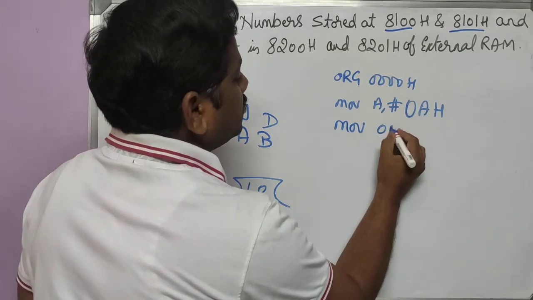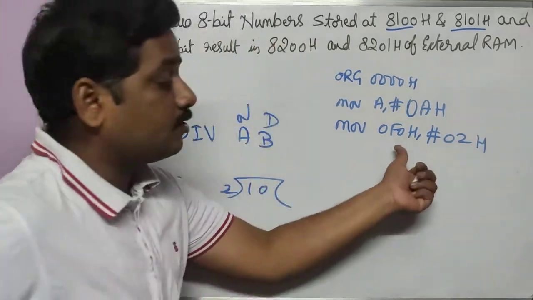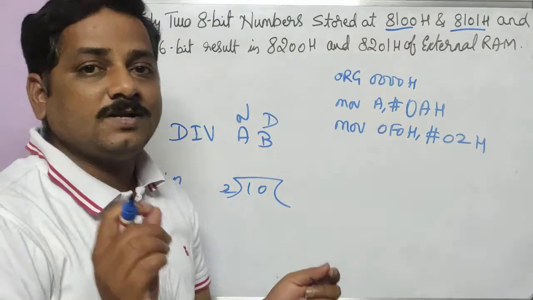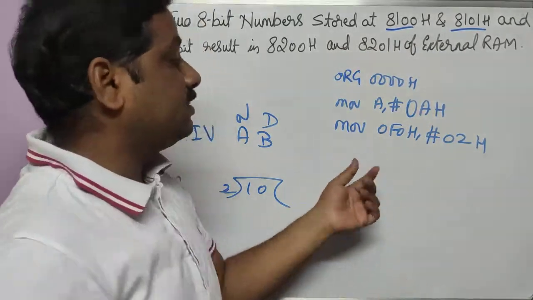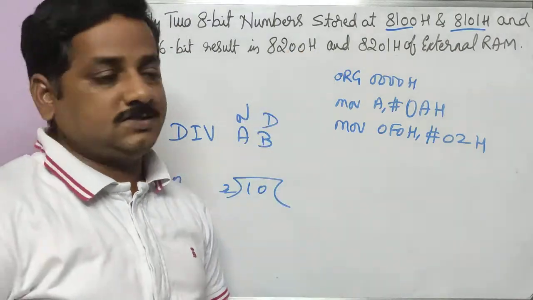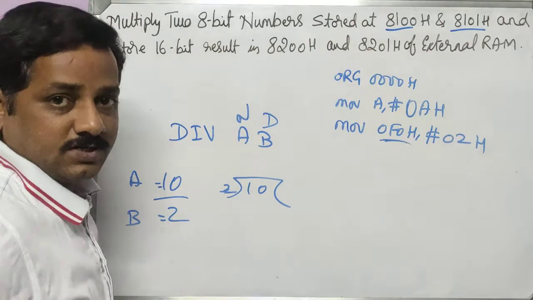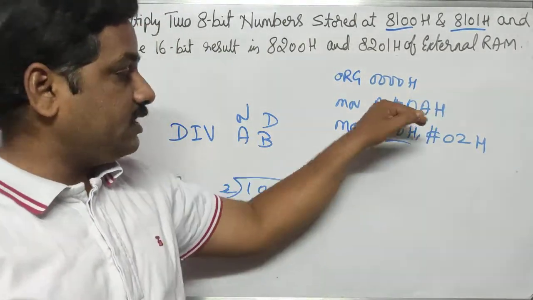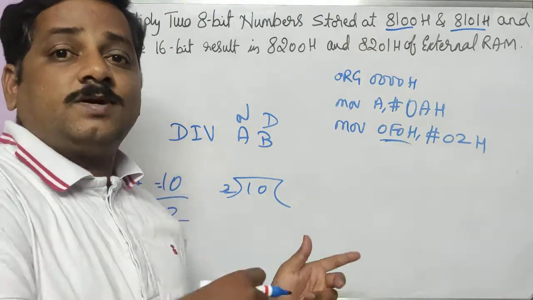So MOV 0F0H, #02H. See here I have not mentioned B. You can't put B, only while using this instruction and the multiply instruction you can put B. Otherwise, you have to mention the address of register B. So this is register B, and I got both the data into it. I told you to be very careful. 10 by 2 means you have to put the 10 in A and 2 in B only. You can't interchange. If you interchange, it will become 2 by 10.